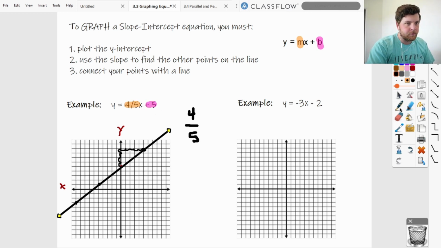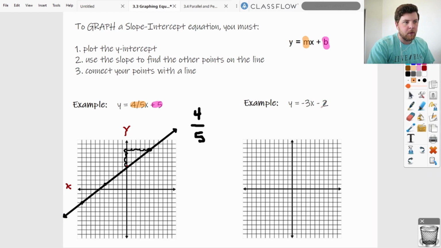On this one, we do the same thing. We start at my y-intercept, at -2, so I can go -1, -2. We'll put a point there. And then we'll use my slope of -3. Really what that is saying is -3 over 1. So that means I'll go down 3, so 1, 2, 3, to the right 1. And I'll continue doing that. Down 3, 1, 2, 3, to the right 1. Or you could go up 3, 1, 2, 3, to the left 1.